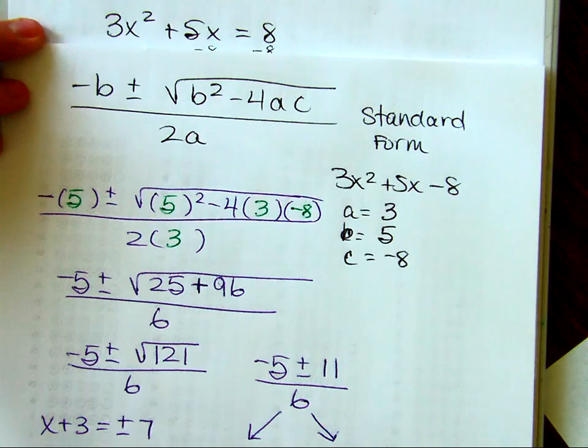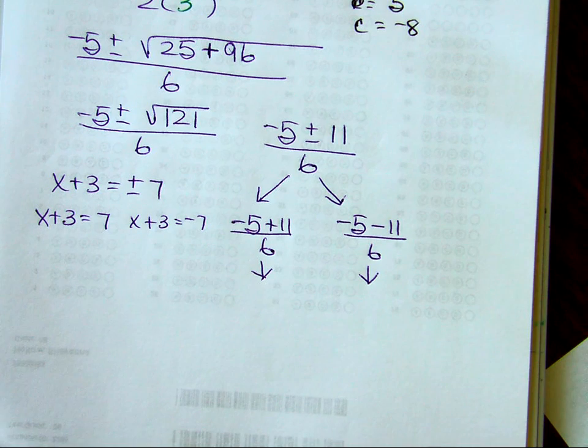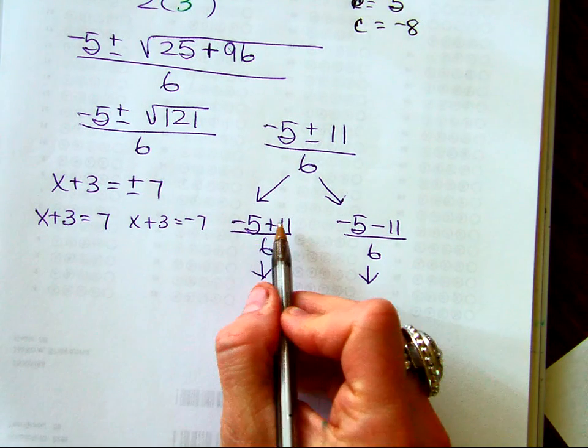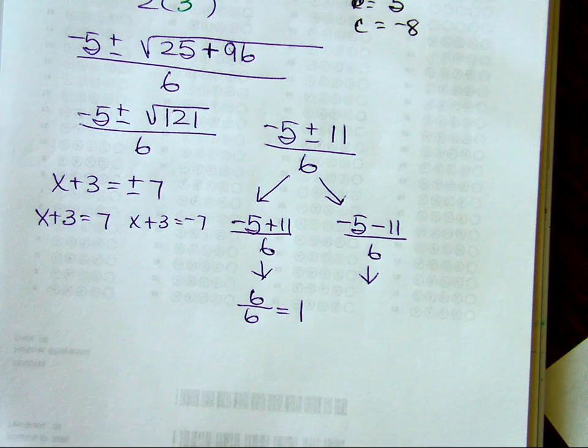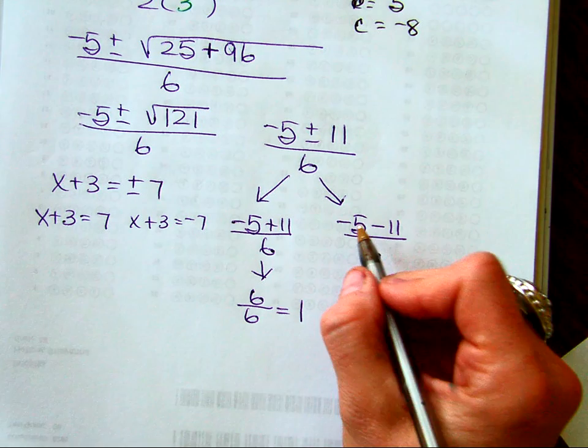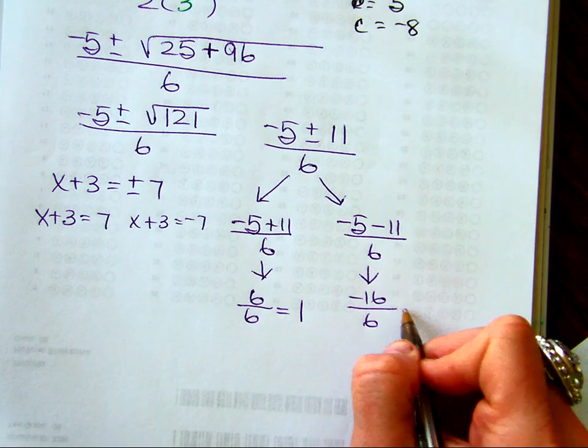And it would be an awful shame to have done all of that work correctly just to get down here and make a simple mistake. So really watch your work here. So negative 5 plus 11 is 6, divided by that 6. One of your zeros is 1. That worked out nicely. Negative 5 plus negative 11 is negative 16 divided by 6.